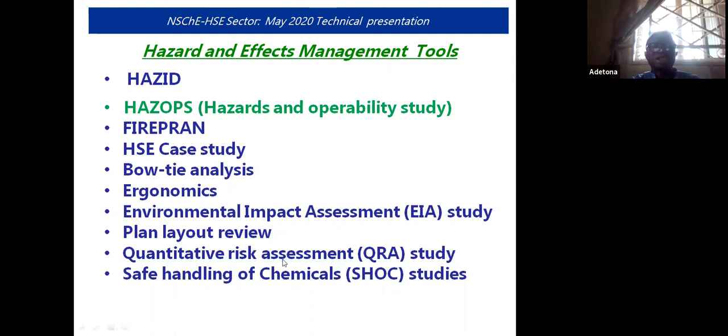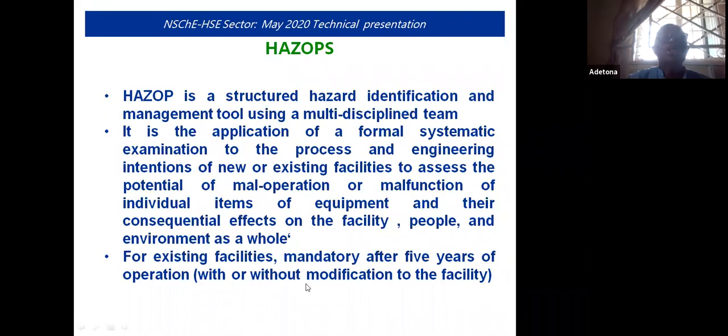And in fact, there is a concept that if our plant is safe, we should be able to carry our family to host a party within the plant. If we cannot do that, then we should question ourselves. Now, Hazop, what is Hazop? Hazop simply is hazard and operability study. It's a structured hazard identification and management tool using a multidiscipline team and approach.